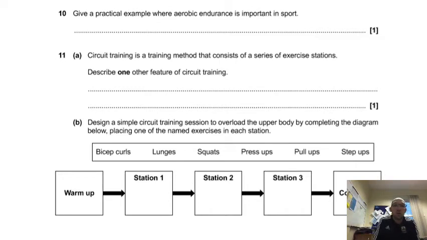Number 11, circuit training is a training method that consists of a series of exercise stations. Describe one other feature of circuit training. So the examiner's report for this: most candidates correctly stated that circuit training targets different muscle groups, had rest periods between stations, or that work at each station was for a set time.